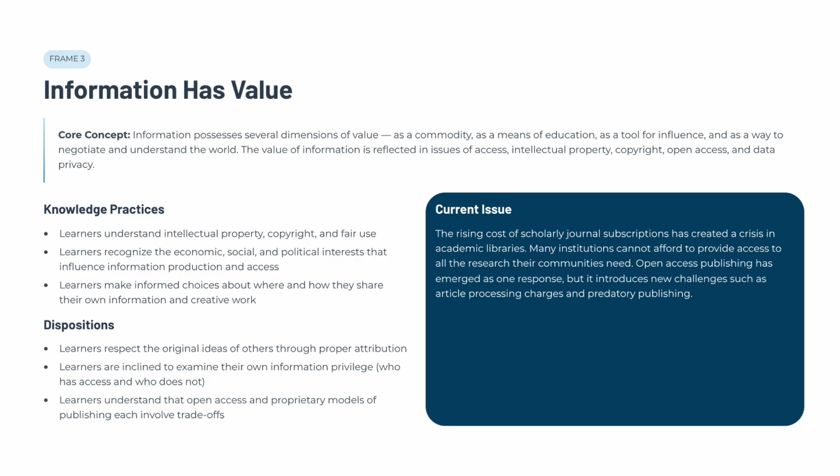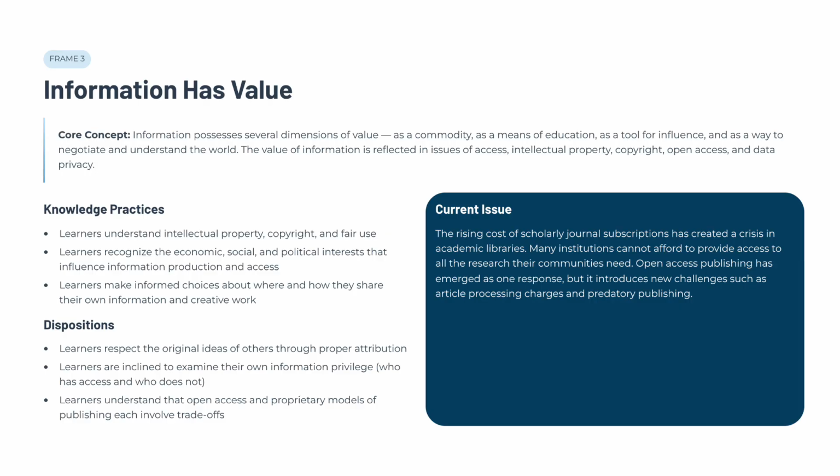This frame gets into territory that students often don't think about, the economics and politics of information. Information isn't just neutral data floating around. It has value, economic value, educational value, political value, and the value we assign to information shapes who gets access to it and who doesn't. The core concept here is that information possesses several dimensions of value. It can be a commodity, something bought and sold. It can be an educational resource. It can be a tool for influence and power.